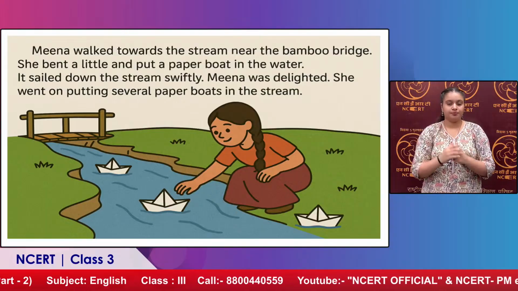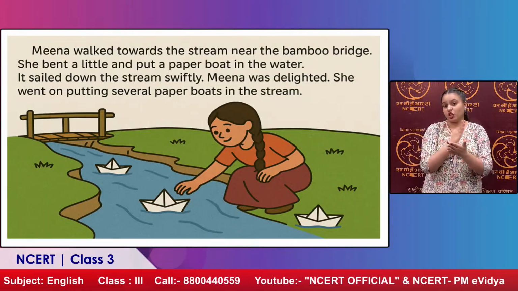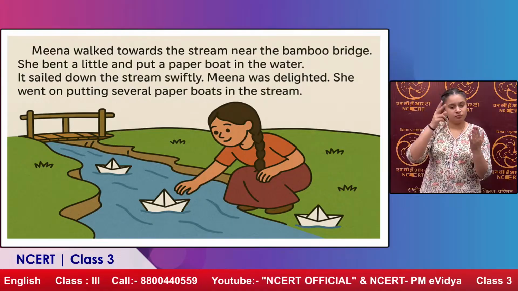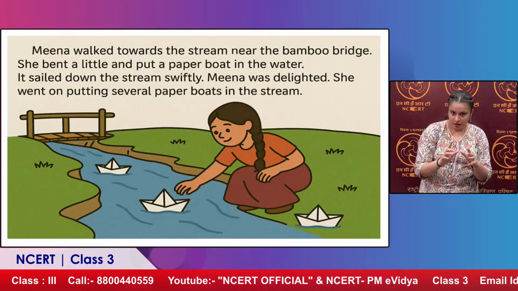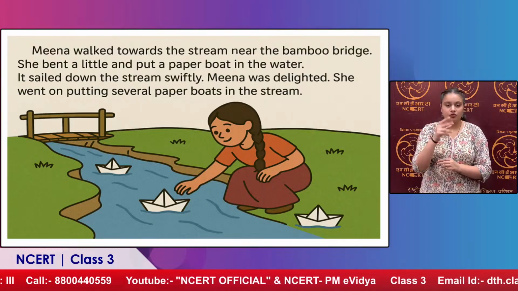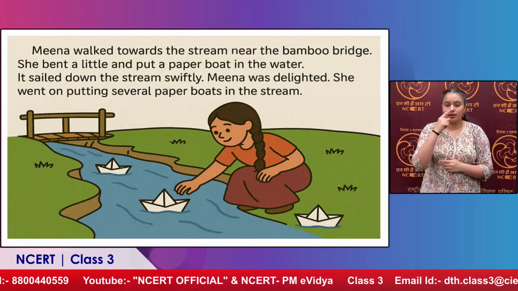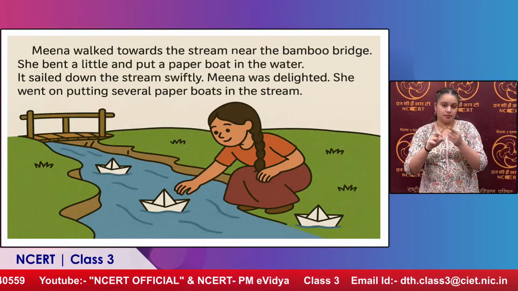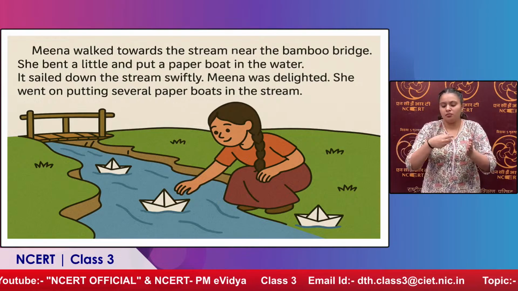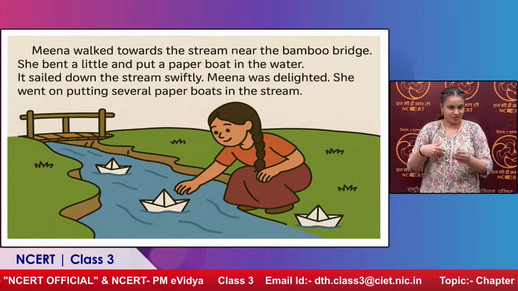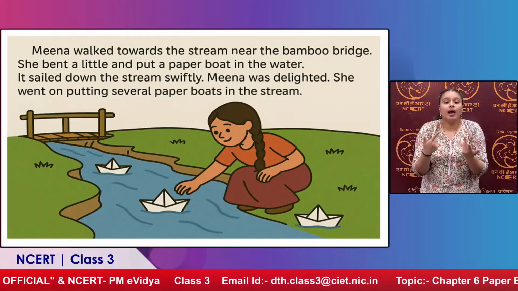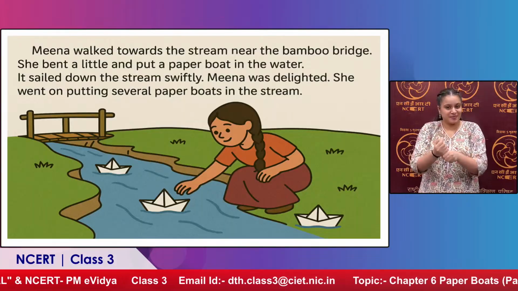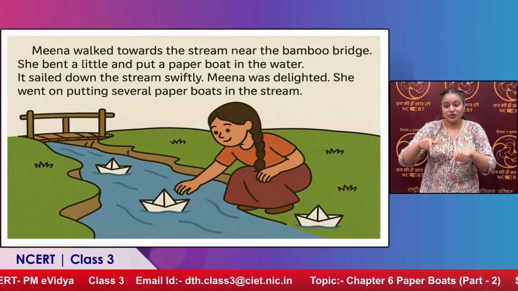Moving on, we will move to our chapter. Last time we studied this thoroughly, but I will give you a brief. In this story, there's a girl called Meena. Meena comes near a stream and she is very happy. Why is that so? Because she is making paper boats. She is very happy and delighted that she will get to play with her paper boats.